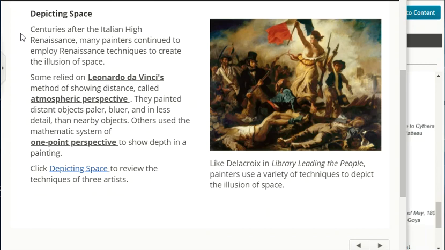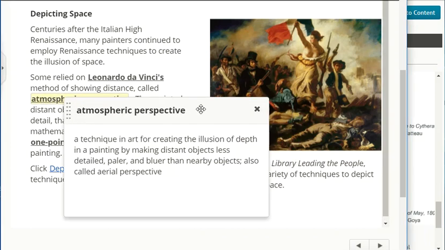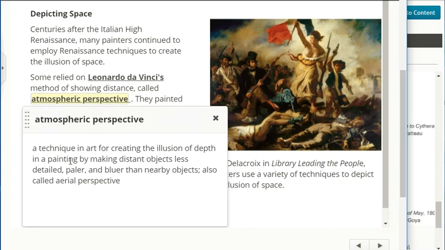Depicting Space. Centuries after the Italian High Renaissance, many painters continued to employ Renaissance techniques to create the illusion of space. Some relied on Leonardo da Vinci's method of showing distance called atmospheric perspective. Remember, atmospheric perspective is the technique in art for creating the illusion of depth in a painting by making the distant objects less detailed, paler, and bluer.